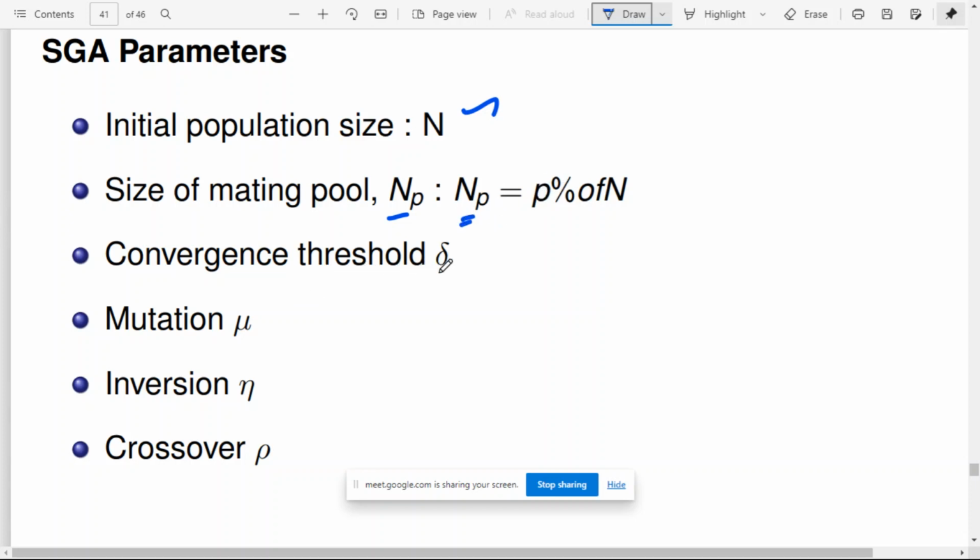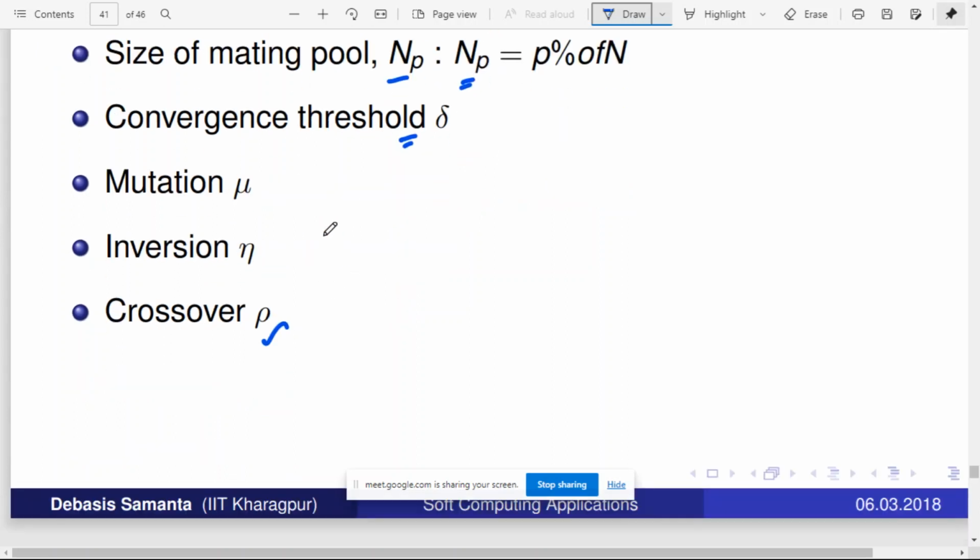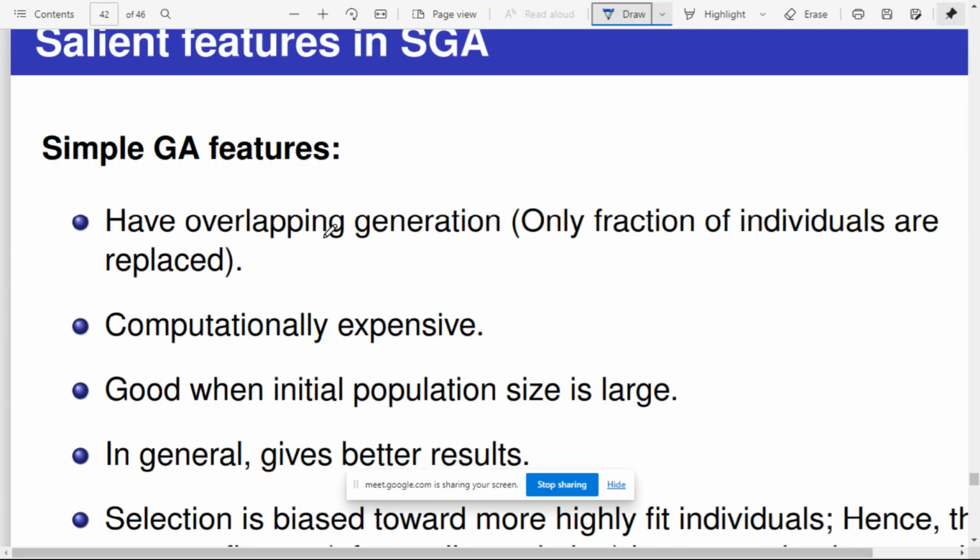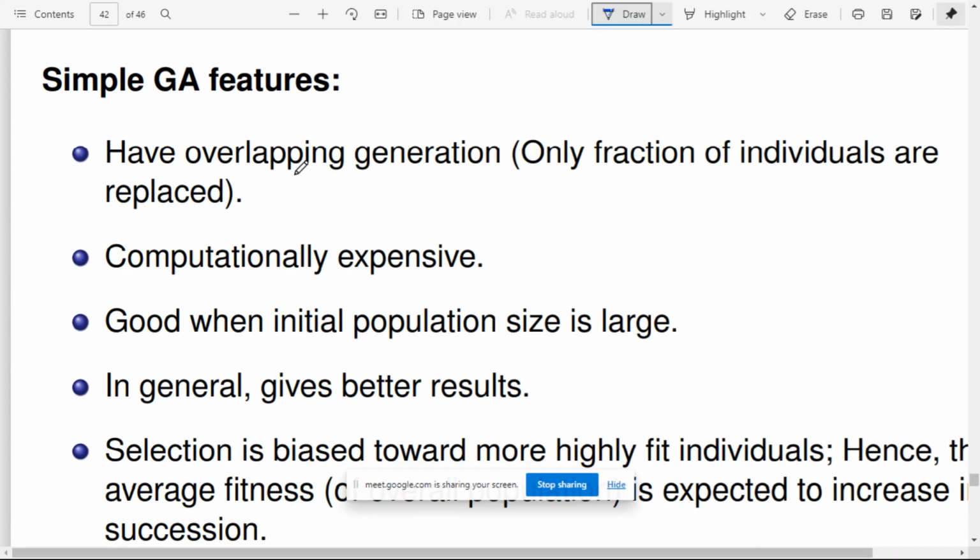The convergence threshold is delta. That is, if the fitness score is more than this, then we are happy with the solution. That is called the convergence criteria. Mutation is represented as mu, inversion is represented with this symbol, and crossover is represented with rho. So these are the parameters used in the simple genetic algorithm.